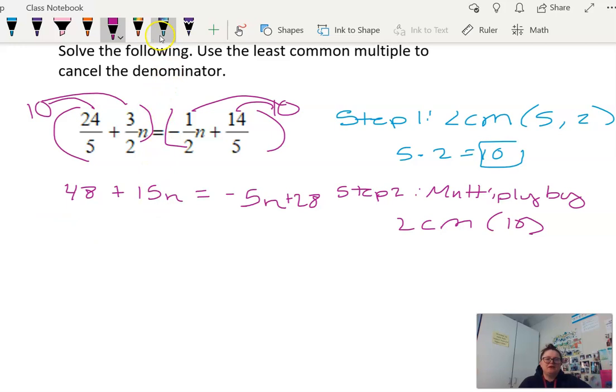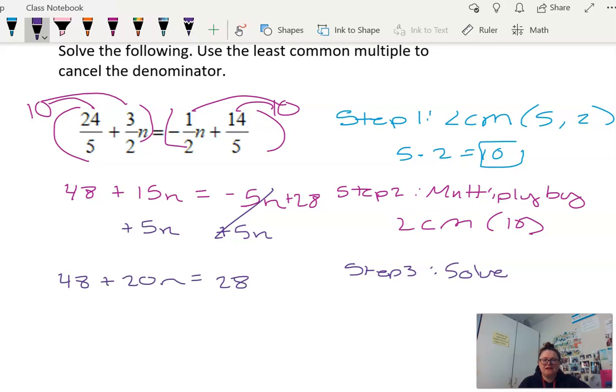So then step 3 is solve like normal. So we have n's on both sides. This is a negative 5n. So to get rid of it, I'm going to add 5n to both sides of the equal sign. That will be eliminated. So I'll have 48 plus 28 is 48.